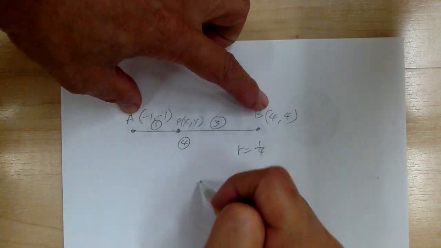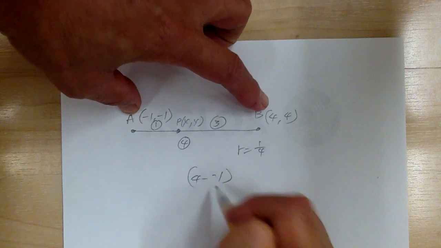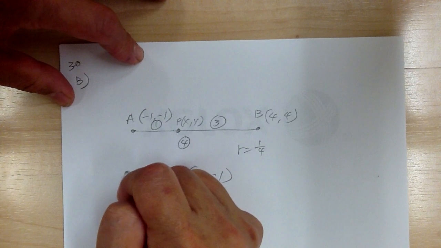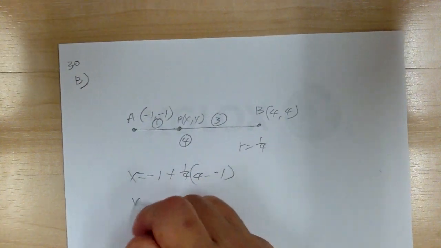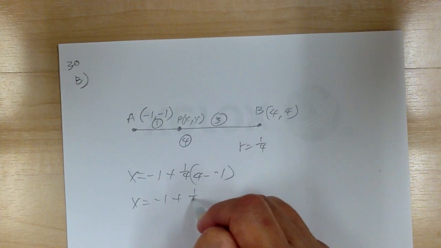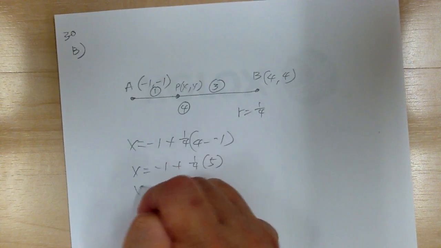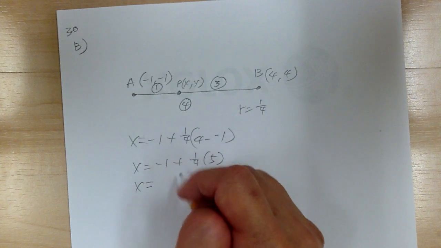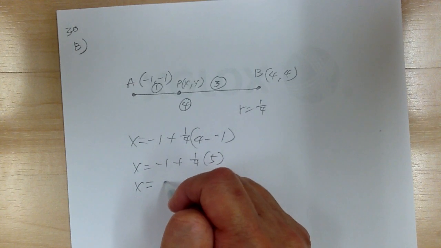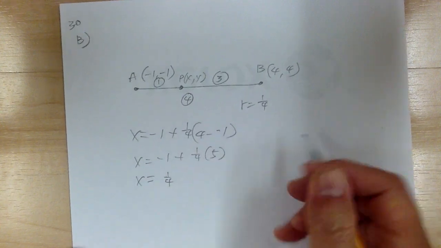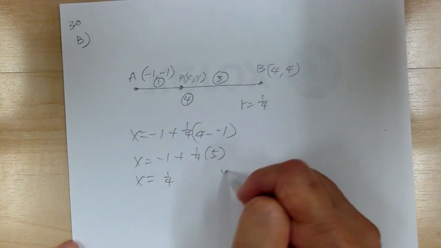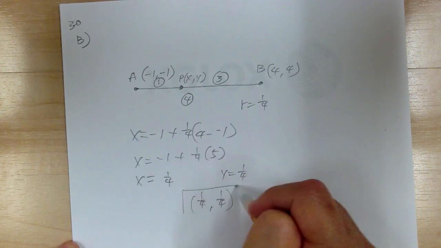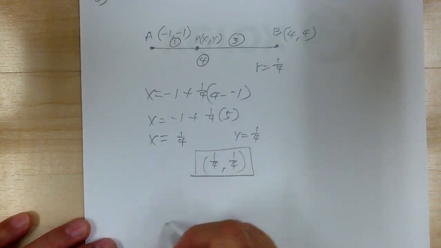Okay, so for x would be 4 minus -1. That will give you the whole distance times 1/4 plus -1. Okay, that would be your x. So x equal to -1 plus 1/4 times 5. So x would be equal to 1/4. And again, x and y are the same, right? So you're going to get (1/4, 1/4). Okay. Now you do the other case.